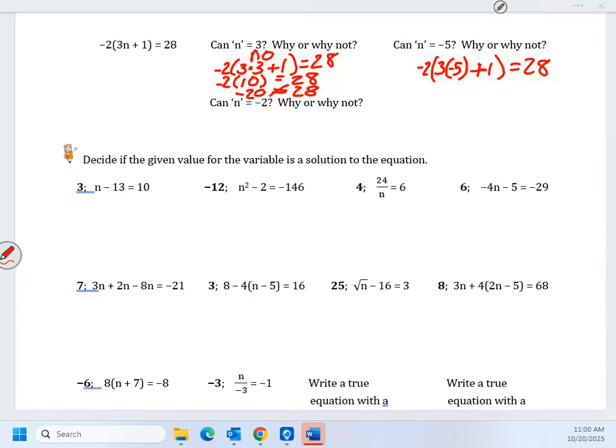Can n equal -5? What do you think, Elliot? You don't think it can? All right, let's work it through. What is 3 times -5? -15. What is -15 plus 1? -14. What is -2 times -14? 28. So can n equal -5? It can.